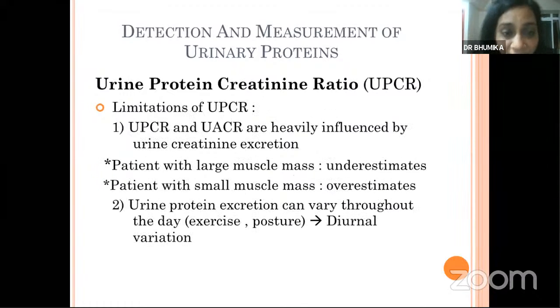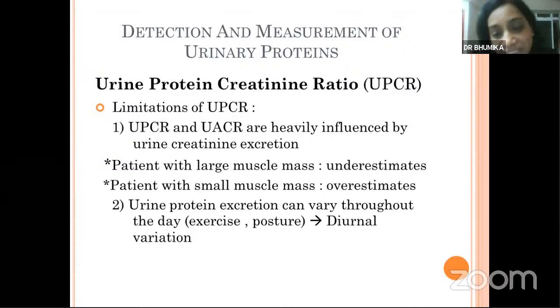So the limitations are that the urine protein creatinine ratio or the urine albumin creatinine ratio are heavily influenced by the urine creatinine excretion. When I say urine creatinine excretion, definitely muscle mass comes into play. A patient with large muscle mass underestimates, and a patient with small muscle mass always tends to overestimate. Urine protein excretion can vary throughout the day, like I mentioned, with exercise, or orthostatic proteinuria as in posture, and definitely there is a diurnal variation.